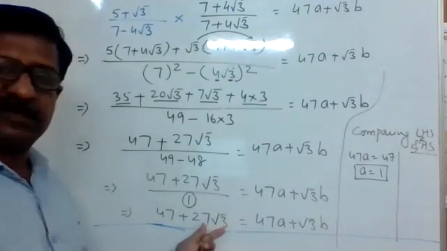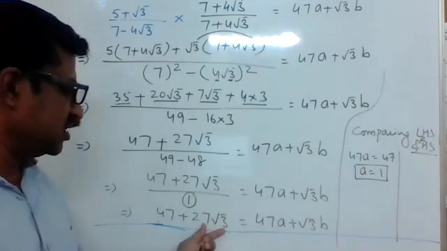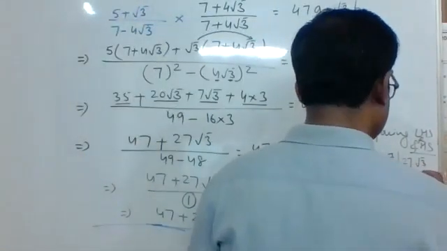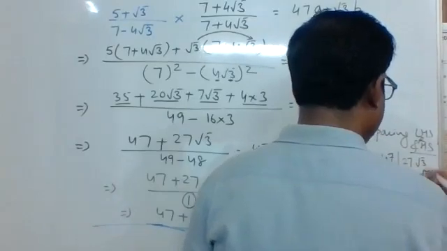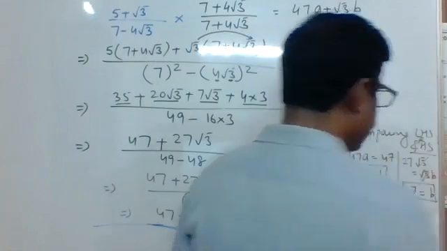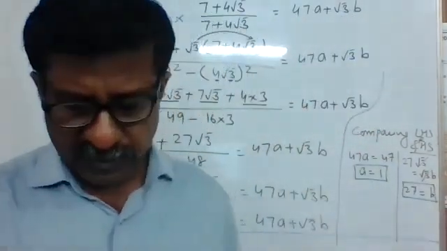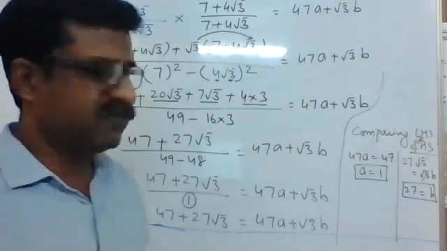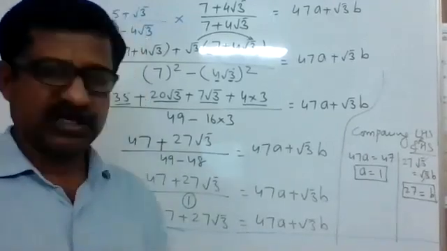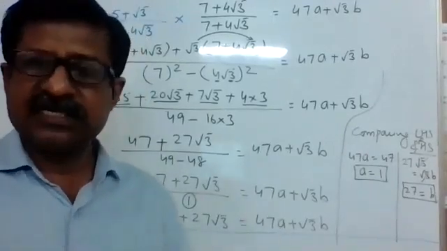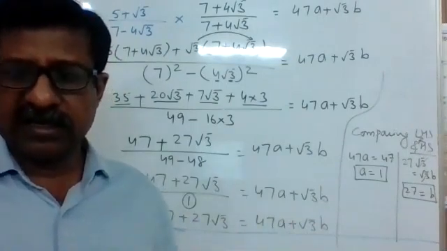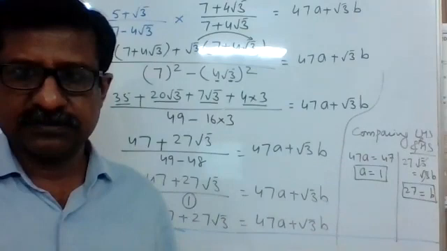Now we see the irrational part. This is 27 root 3 and this side we got root 3b. 27 root 3 equal to root 3b. After cancellation, we got b equal to 27. These are the values of a and b. When you have simplified, the value of a we got as 1 and the value of b we got as 27. Such type of questions where a and b are given, you can get in your examination.